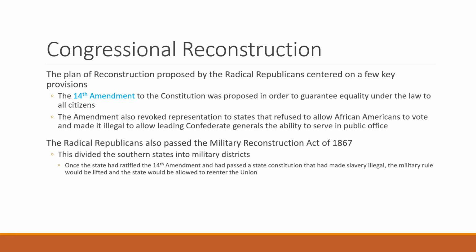At this point, Johnson is a very, very unpopular individual. And he's looked at as really being a roadblock to the type of Reconstruction plans that the Radical Republicans have tried to put in place at this point. So you've got the 14th Amendment to the Constitution as proposed. And what this does is it does a few things.